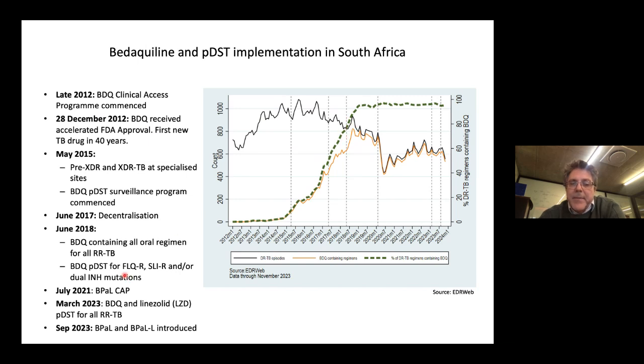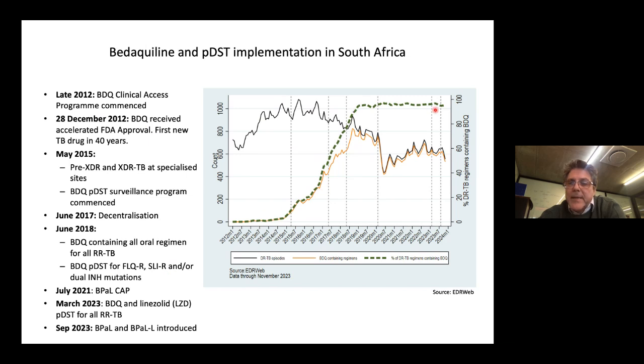At that point, we also implemented bedaquiline PDST testing, or drug sensitivity testing, for patients with fluoroquinolone resistance, second-line injectable resistance, and or dual INH mutations. But you had to have one of those categories in order to have a bedaquiline phenotypic drug susceptibility testing. Finally, in July 2021, we started the BPAL clinical access program, and in March 2023, we released guidelines suggesting that bedaquiline and linezolid PDST should be implemented for all patients with rifampicin-resistant TB.